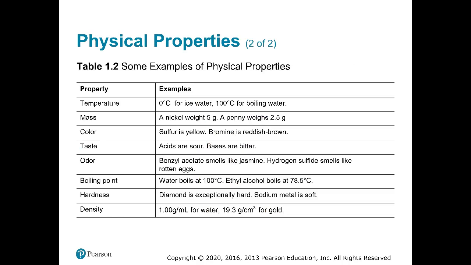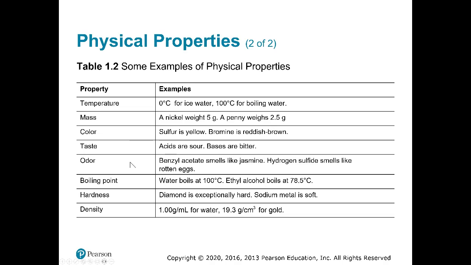Color, so sulfur is going to be yellow, bromine is reddish brown, and again, this doesn't change from sulfur to carbon because it's yellow or because of the color necessarily. Taste, acids are sour, bases are bitter.